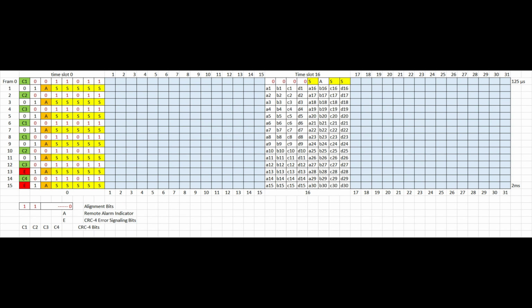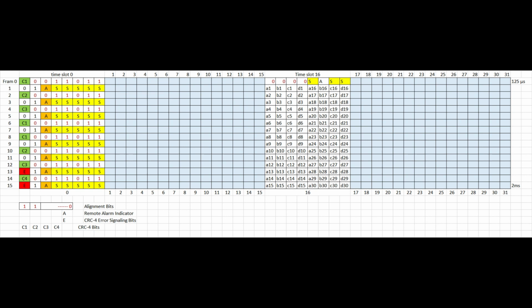Okay, point number 4, frame and synchronization. The E1 frame includes synchronization bits that maintain alignment between the transmitting and receiving end of the communication link. Now we come back to the E1 frame.